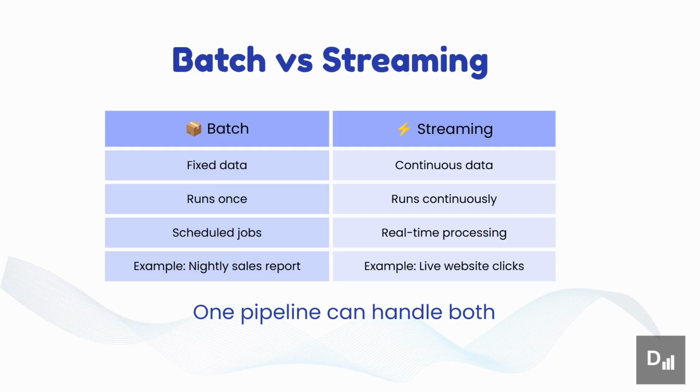Dataflow can handle two types of data, batch data and streaming data. Batch means fixed data. Example, a file in cloud storage. You process it one time. Example, process yesterday's sales data every night. Streaming means data that keeps coming. It never stops. Examples, clicks on a website. New clicks come every second. Dataflow can handle both batch and streaming. You don't need two different systems.